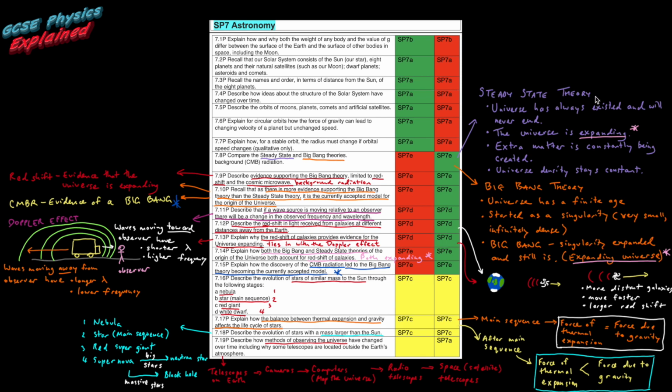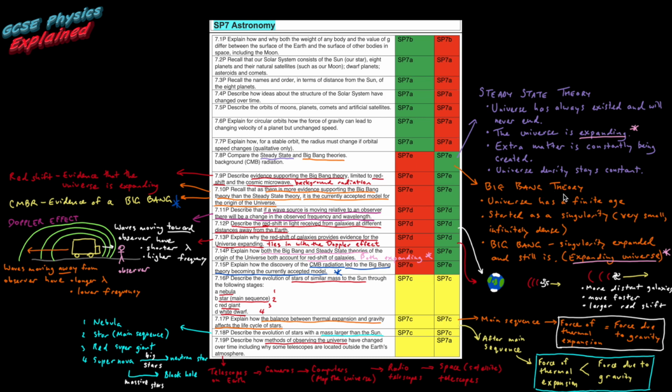So the steady state theory basically says the universe has always existed and will never end. The universe is expanding and extra matter is constantly being created, and the universe density stays roughly constant. That's because as it gets bigger, more matter is being created, according to that theory.